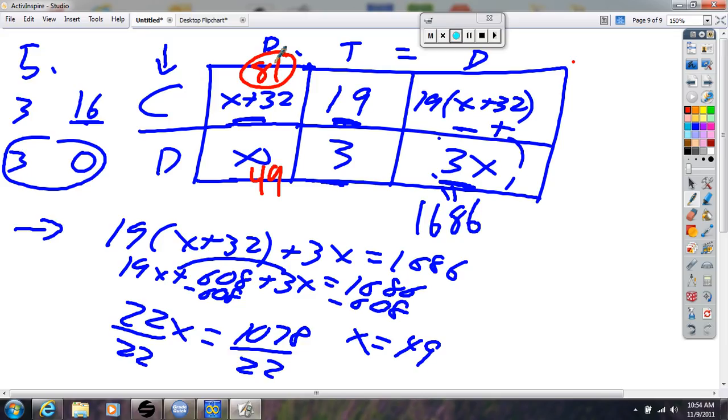I was hoping somebody could take your calculator and put it in. Huh? 15? 1539. 1539? Okay. And on the bottom is 49 times 3, which is 147.